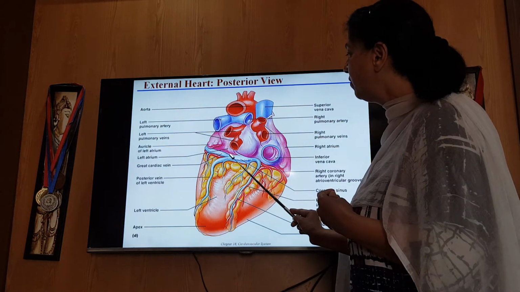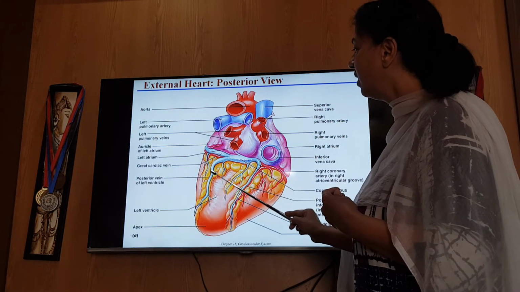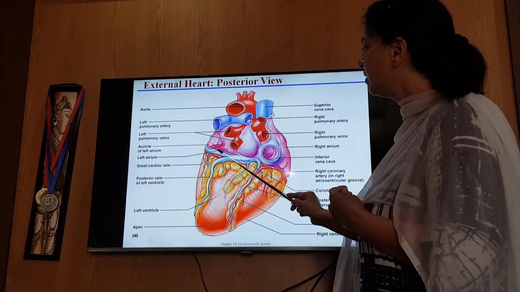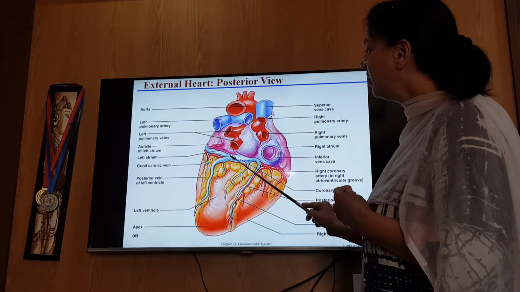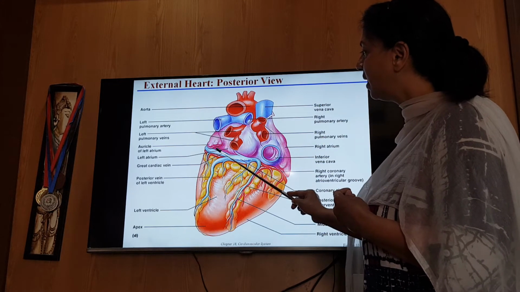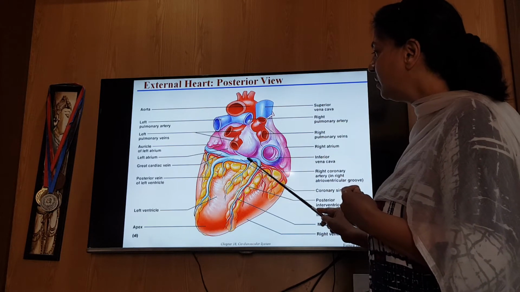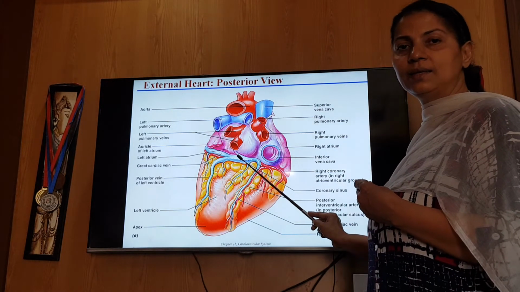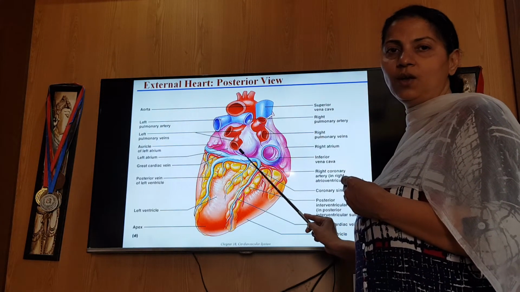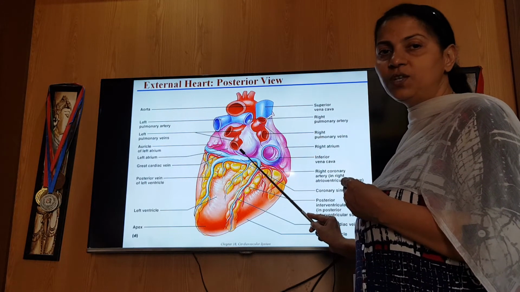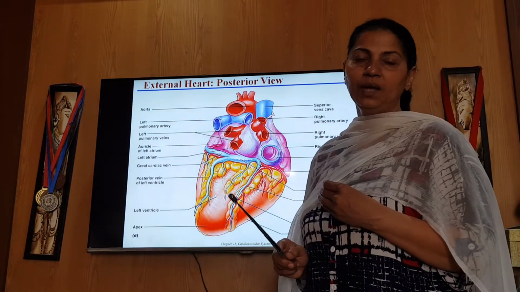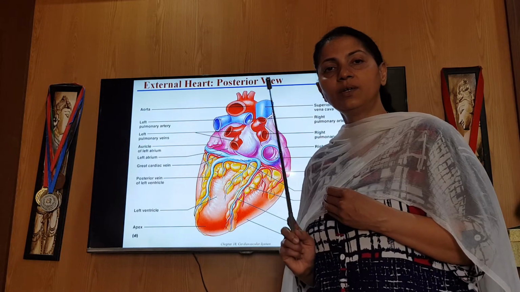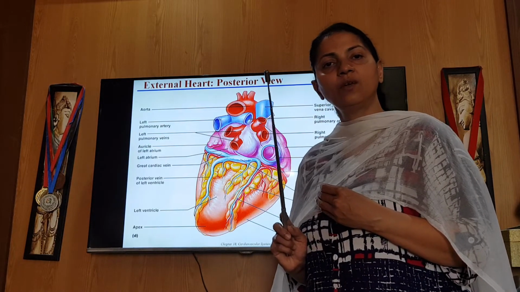And finally what we find, this thickened structure. All these veins are coming and draining here in the coronary sinus, including this great cardiac vein itself. This coronary sinus is the last vein of heart, which will enter the right atria, and it will be covered by a Thebesian valve.